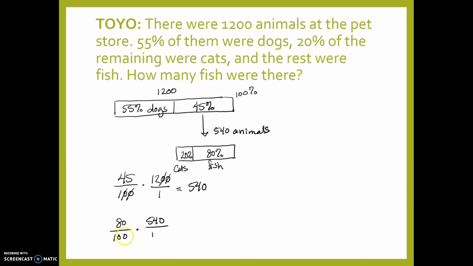So 80% of 540, let's cross cancel there, and then let's cross cancel here. We'll divide the 10 and the 80 by 10, and now we have 8 times 54. Let's do that math over here. 8 times 5 is 40, plus 3 is 43. And we have 432 fish. Okay, now the next problem in your notes is a challenge problem. So you guys should give it a try and then come back and check your work.